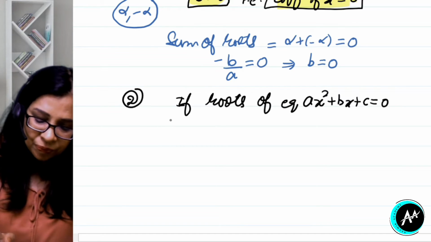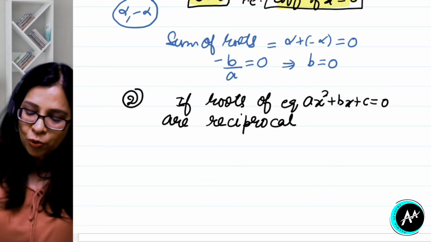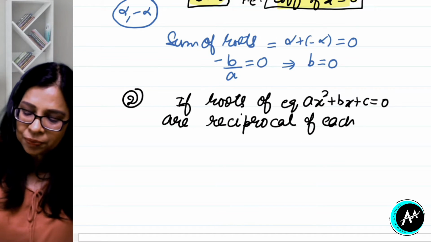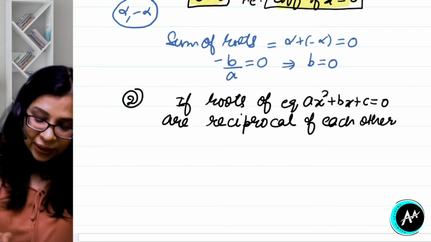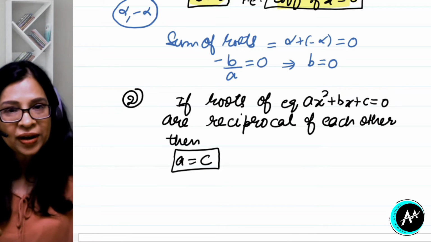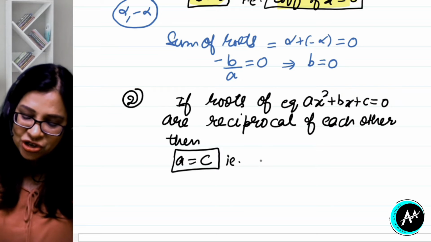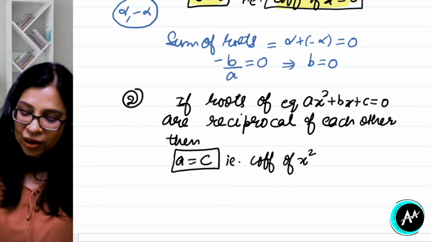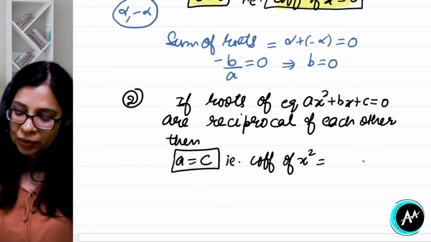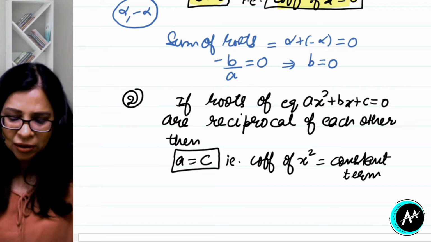are reciprocal of each other, then what is the result? We have a is equal to c. A equal to c means, now what is a? Coefficient of x square, and what is c? The constant term. So we can say that coefficient of x square will be equal to constant term. Alright. So that's the result that we are going to have, that coefficient of x square will be equal to constant term. Let's see how.